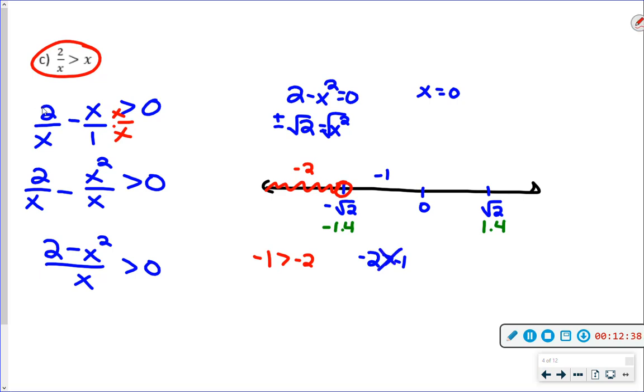Okay, between 0 and 1.4. Ooh, boy, this is a kind of yuck one. We can do 1, that's not so bad. 2 over 1 is 2, then 1 in the right-hand side. Oh yeah, 2 is greater than. Put my open circles on here.